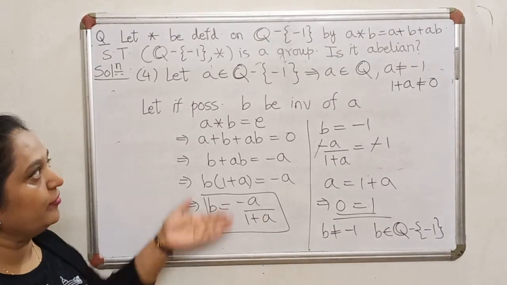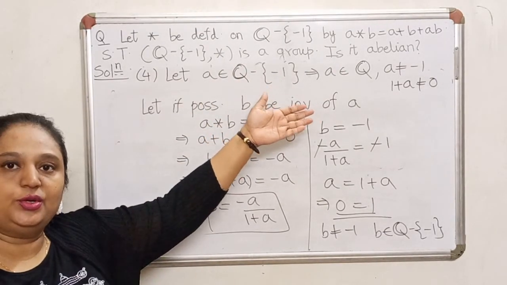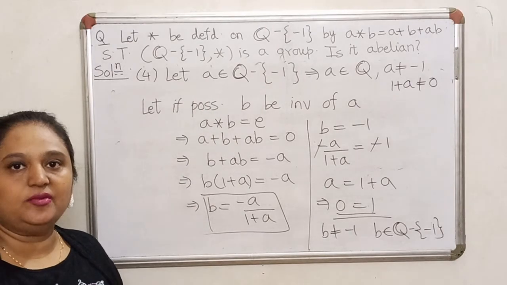You can also verify that it is abelian. All you need to do is to prove that A star B is equal to B star A.